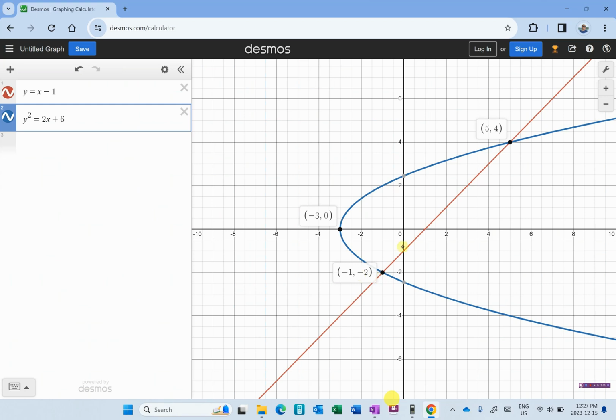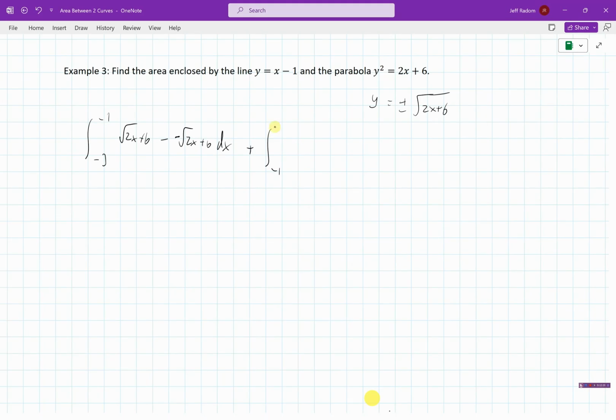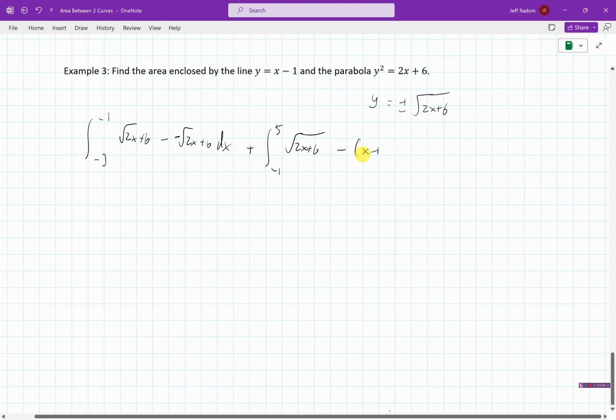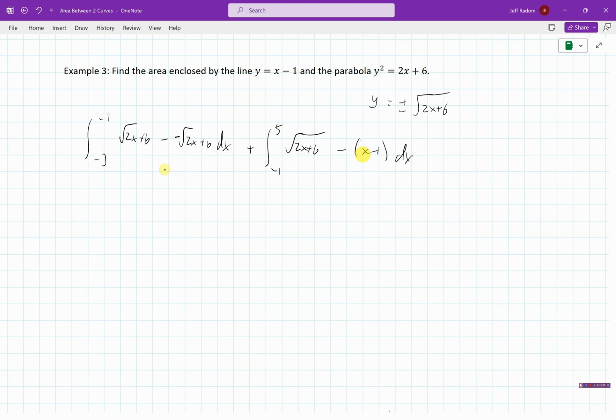From -1 to 5, our top function is root 2x plus 6, but the bottom function becomes the line x minus 1. So from -1 to 5, we would have to integrate this one, top function, root 2x plus 6, minus bottom function, which is x minus 1, with respect to x. So that's a little bit clunky. That's a lot of integrating to do, a lot of different parts.